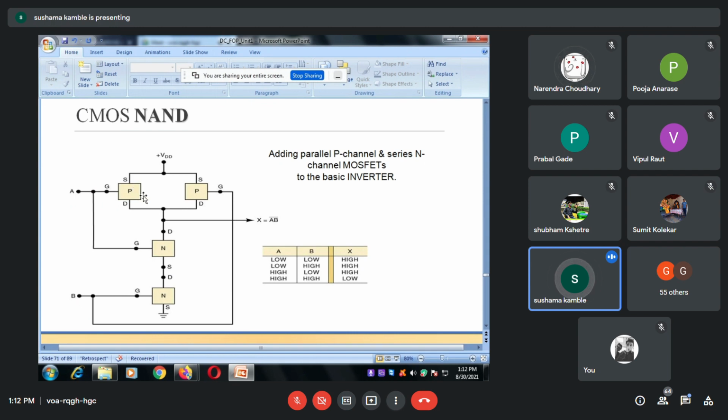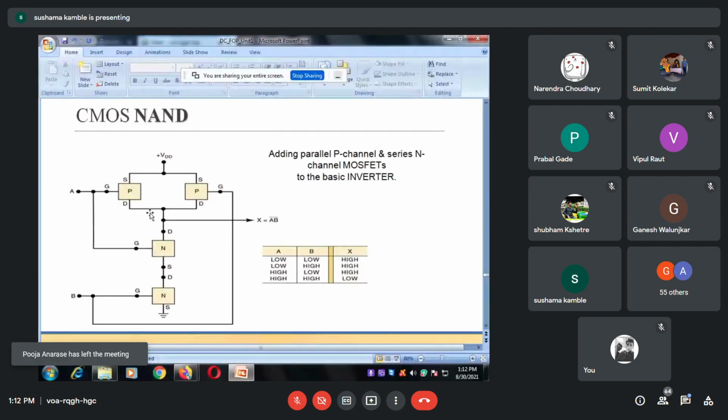So which one will be on now? P. Both P will be on. Yes, ma'am. We require low input. Correct. So what will be the output? High. High. 1. Here this is low, meaning A will be off, so it will act as an open switch. It will act as an open switch. So these remain closed, and whatever is present at the source, that is VDD, that will get to the output. So you will get the high output.